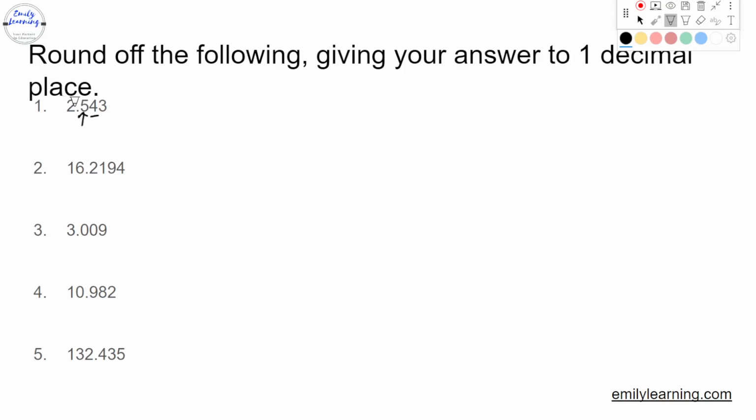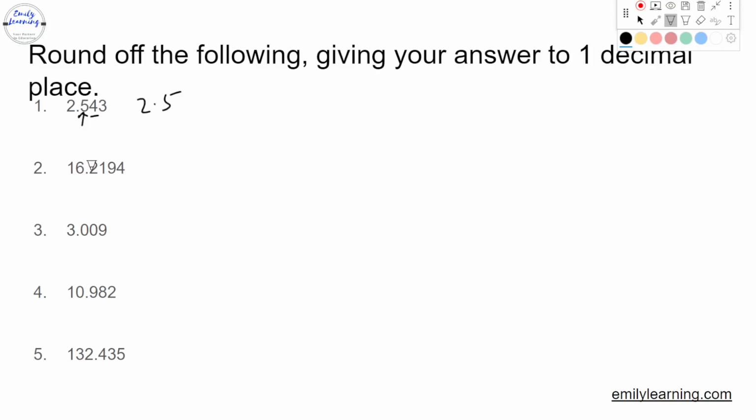So let's take a look at 2.543 because we are rounding it off to one decimal place. We will check the second decimal place. The second decimal place here is 4, which is lesser than 5. So in other words, we will round down, or the first decimal place will keep as what it is, so it's 2.5.